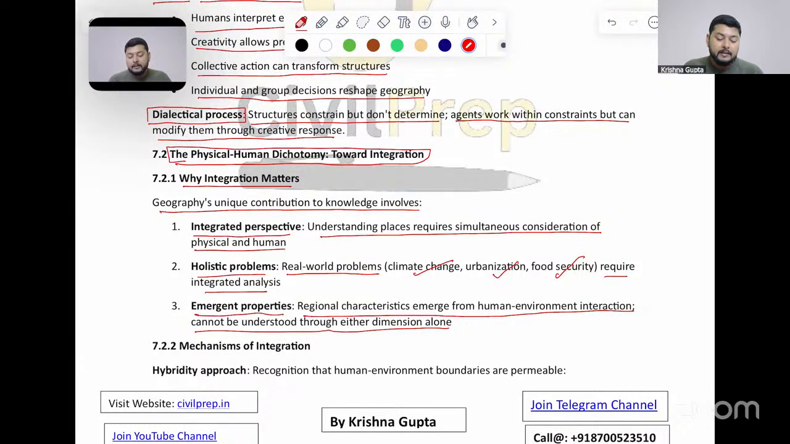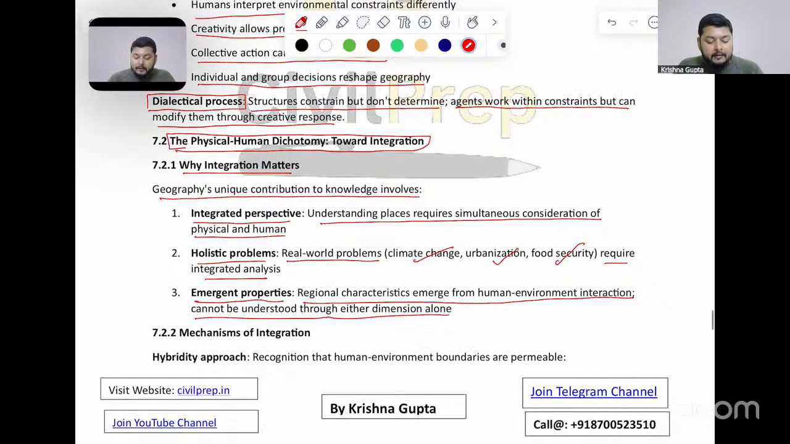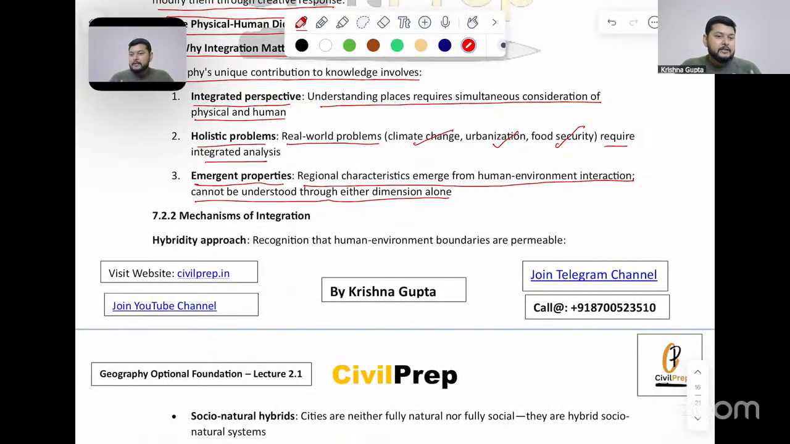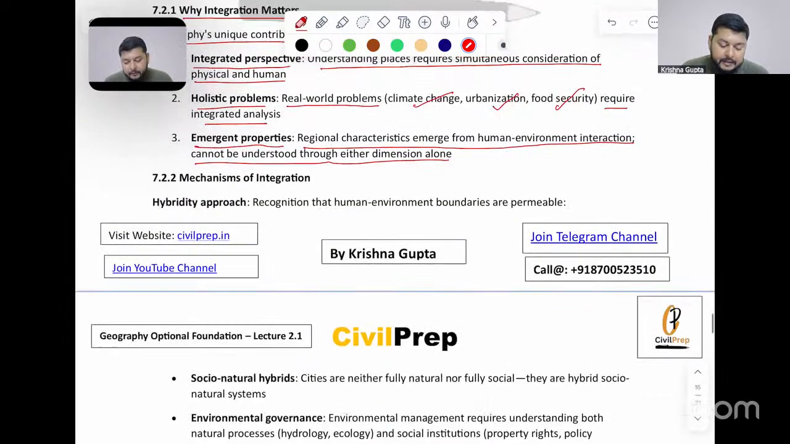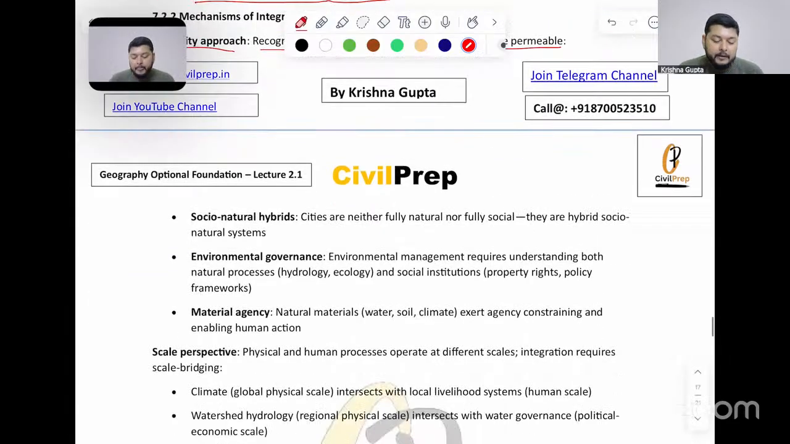So we have to understand the human beings and also the physical environment and their interactions with each other, so that we can solve the larger problems for the better living conditions of human beings. Then, the mechanism for integration, what we can see here: the hybrid approach, the recognition that human-environment boundaries are permeable. Socio-natural hybrids: cities are neither fully natural nor fully social. They are hybrid socio-natural systems.